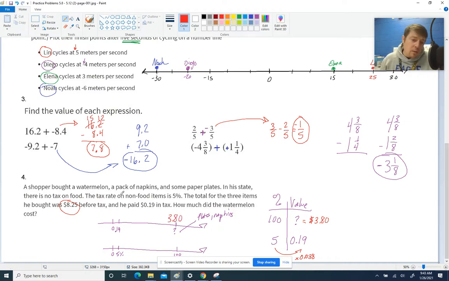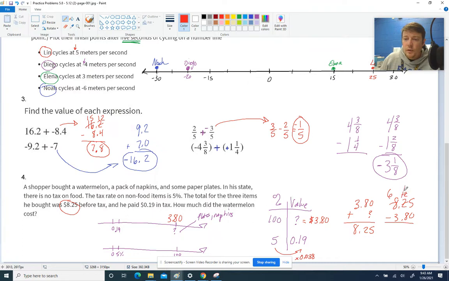And since the watermelon was not taxed, and this is before tax, the $8.25, you know that the $3.80 from your plates and napkins plus your watermelon, which right now is a mystery, equals your $8.25. So to find the answer of the question mark, you just had to subtract $8.25 and $3.80 and find out what their difference was.